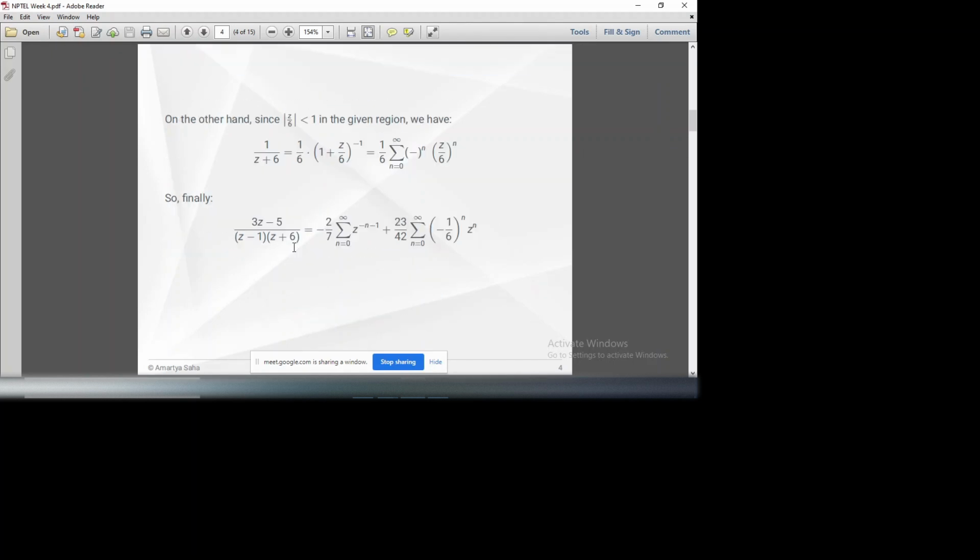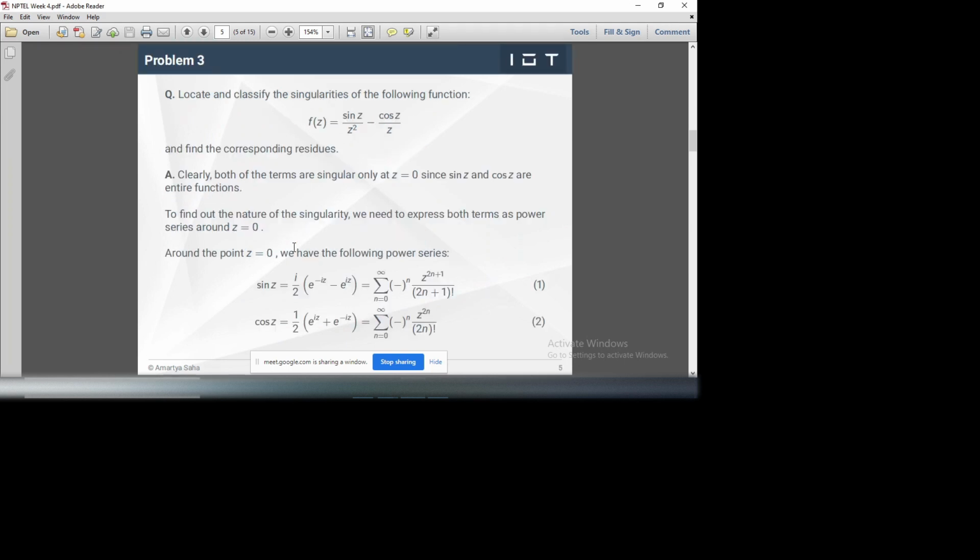Okay, so let us now move on to the third problem. So now the actual involved problems begin. So we have to find the points of singularities of this function and identify which kind of singularities are there, and then find the corresponding residues. Okay. So we are given a function sin z by z square minus cos z by z.